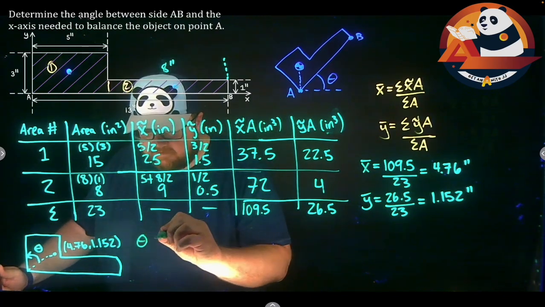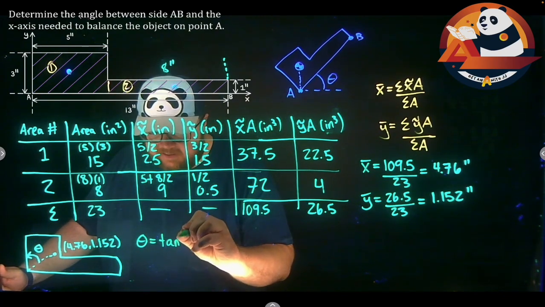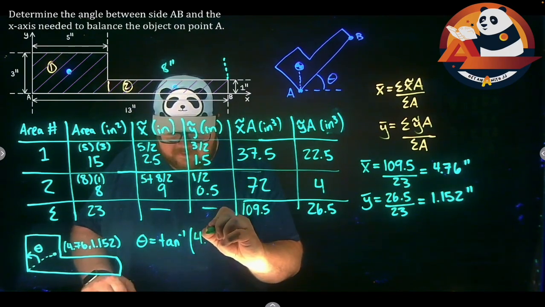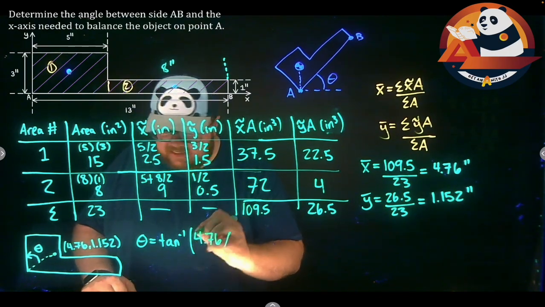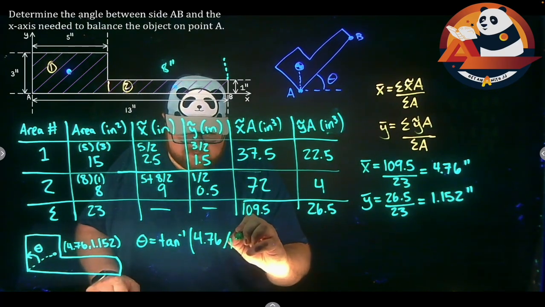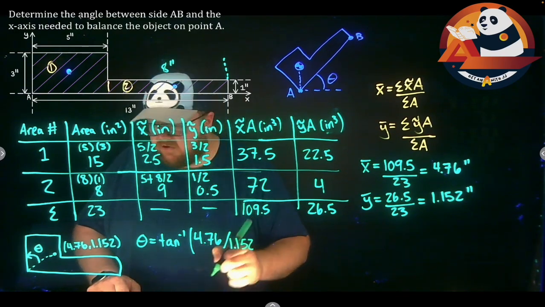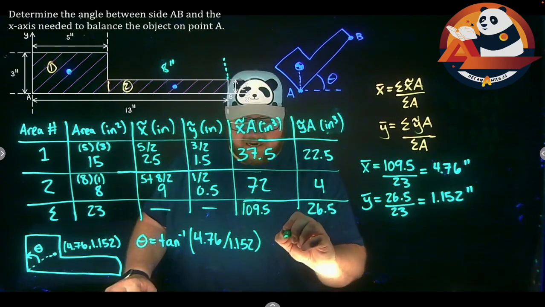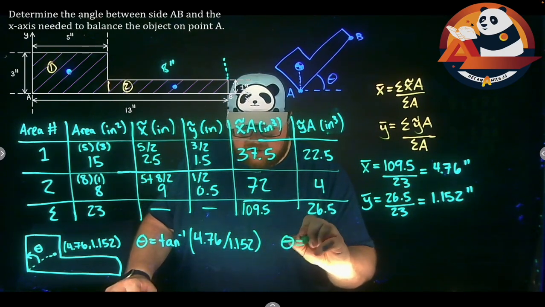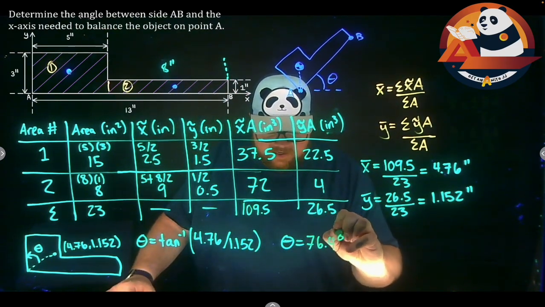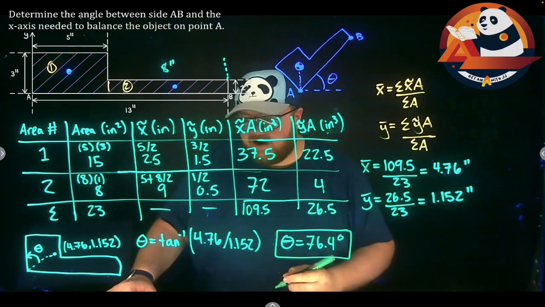Theta is the inverse tangent of, in here, my opposite side would be that x dimension, 4.76, divided by my adjacent side, which would be the y distance in here, adjacent going straight up and down, 1.152. We're doing x over y because we're measuring from vertical for that angle when we actually know our coordinates. This is going to get us that my angle, theta, should be equal to 76.4 degrees, which is our final answer in there.